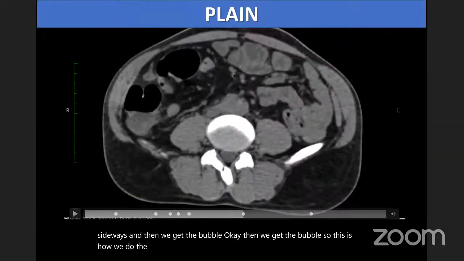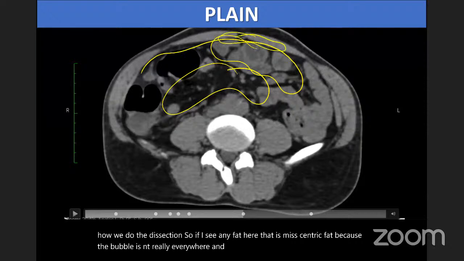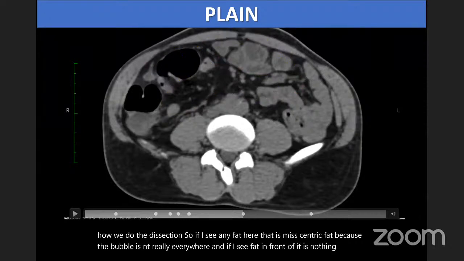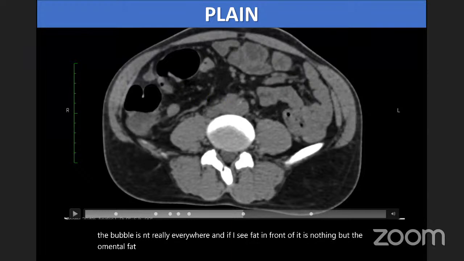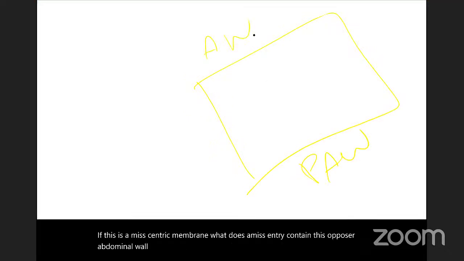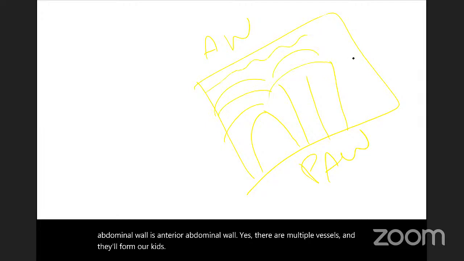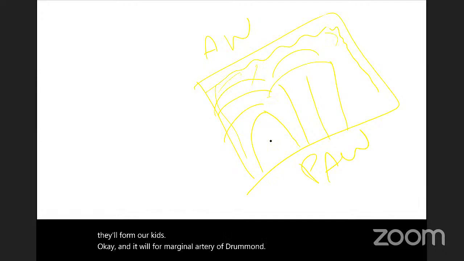So if I see any fat here, that is mesenteric fat, because the bowel is anterior everywhere. And if I see fat in front of it, it is nothing but the omental fat. Now, some are asking, why is this not looking uniform? What does the mesentery contain? If this is a mesenteric membrane, what does a mesentery contain? This is the posterior abdominal wall. This is the anterior abdominal wall. Yes, there are multiple vessels, and they will form arcades. Okay, and it will form the marginal artery of Drummond. So this is how the arcade will be present.